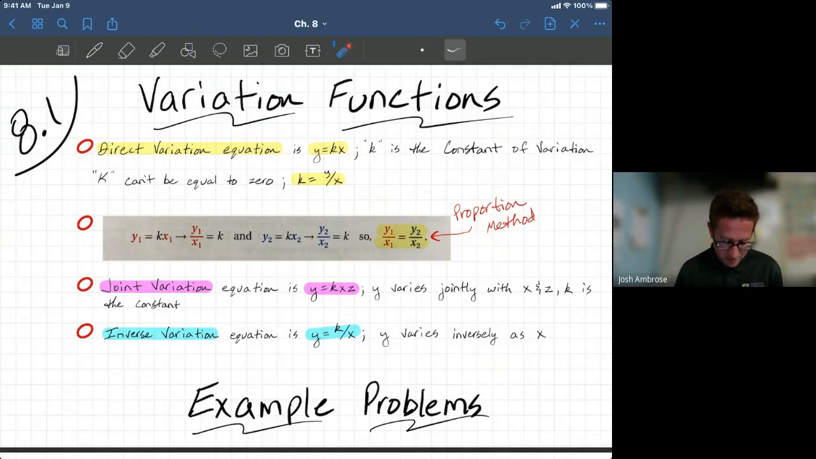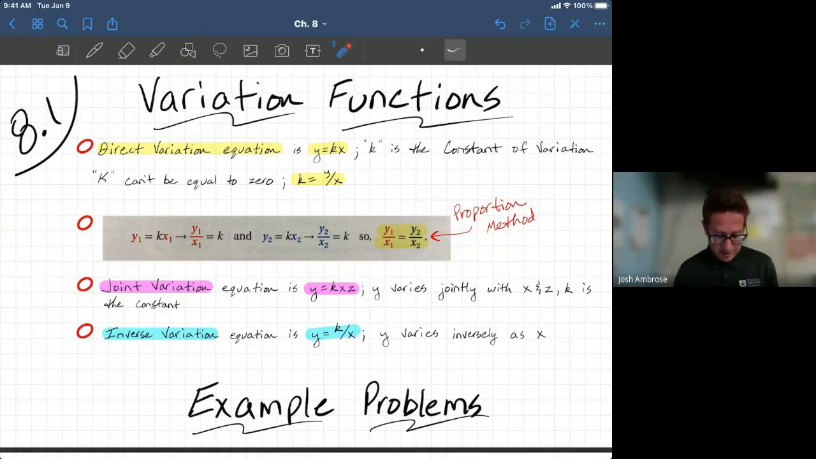Then the other style, joint variation. Here's the equation here. You'll notice that it's one extra piece. There's that z piece that's brought in. And for the joint variation example problem, you're going to see that it's similar to direct, but there's just a couple extra steps because we have extra pieces to deal with.